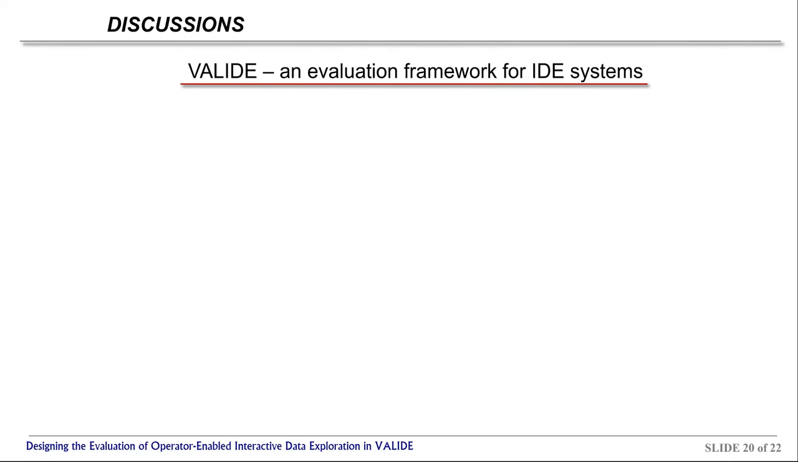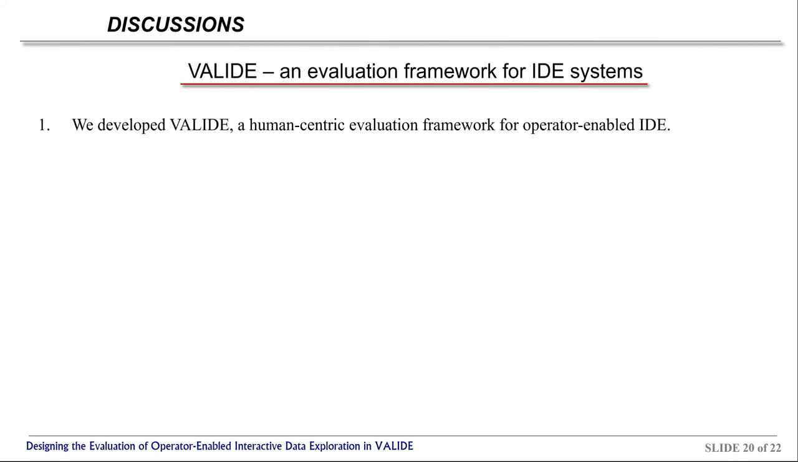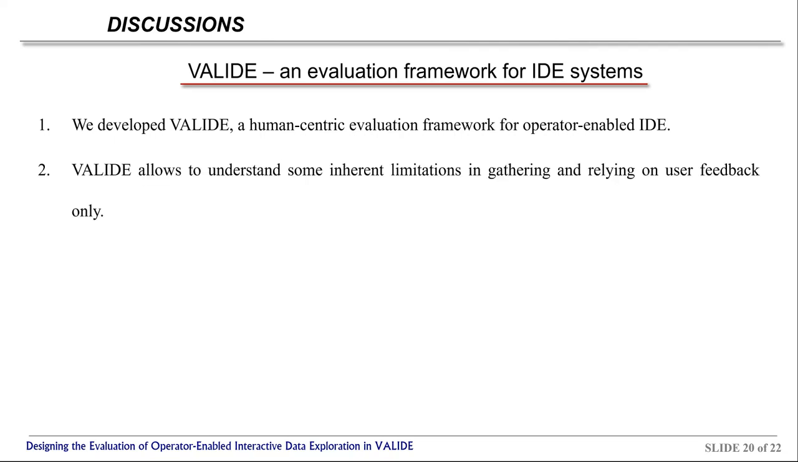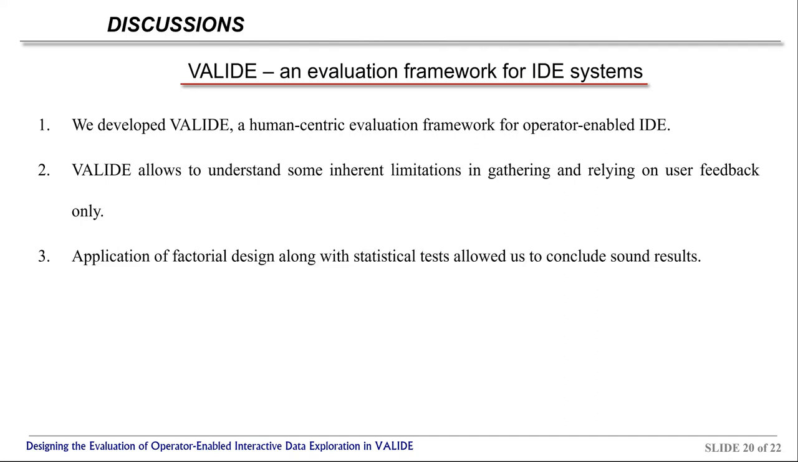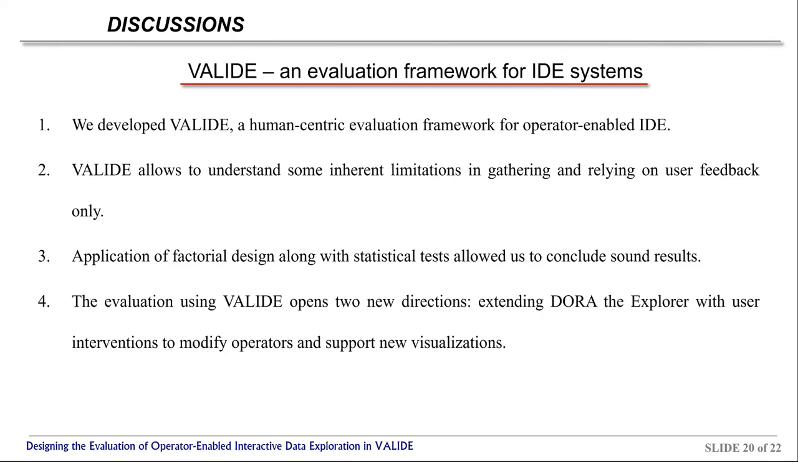Hence, to conclude our presentation, we developed VALIDE, a human-centric evaluation framework for operator-enabled IDE systems. VALIDE allowed us to understand some inherent limitations in gathering and relying on user feedback. Application of factorial design along with statistical tests allowed us to conclude sound results. The evaluation of VALIDE opened 2 new directions: extending Dora the Explorer with user intervention to modify operators and support new visualizations. The future goals are directed towards testing the applicability of VALIDE on different IDA systems.